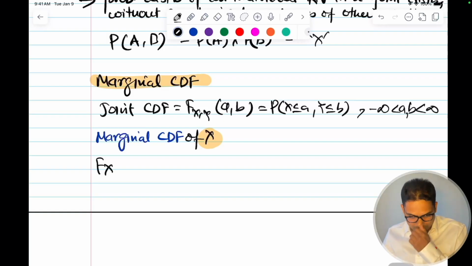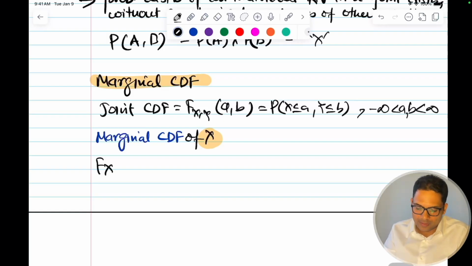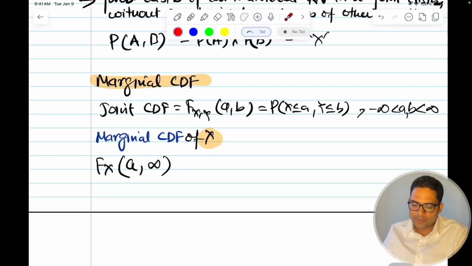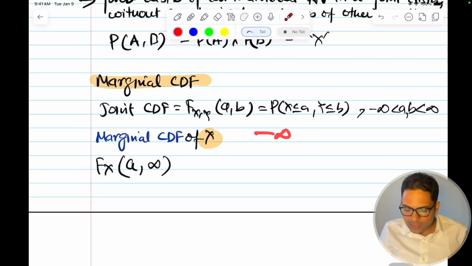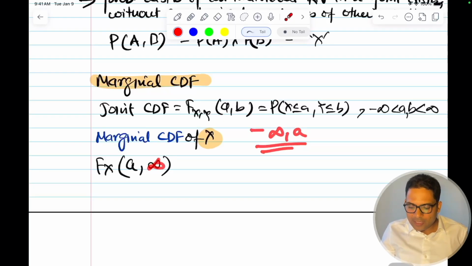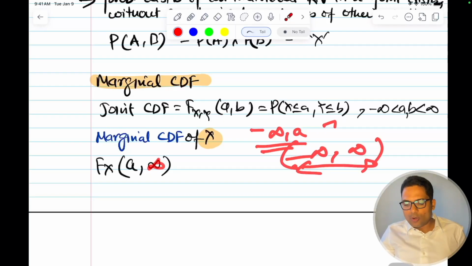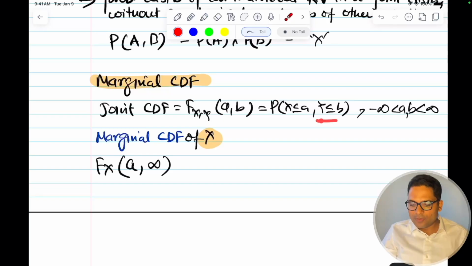And how will we denote it? So a comma, if I say the other one is infinity, it will be minus infinity to a. This less than or equal to a means all the values from minus infinity to a. If I give infinity for b, it gives minus infinity to infinity. Does this not cover all the possible values of y? Whatever is the probability here, this will sum up to 1. It will give all the possible values of y.